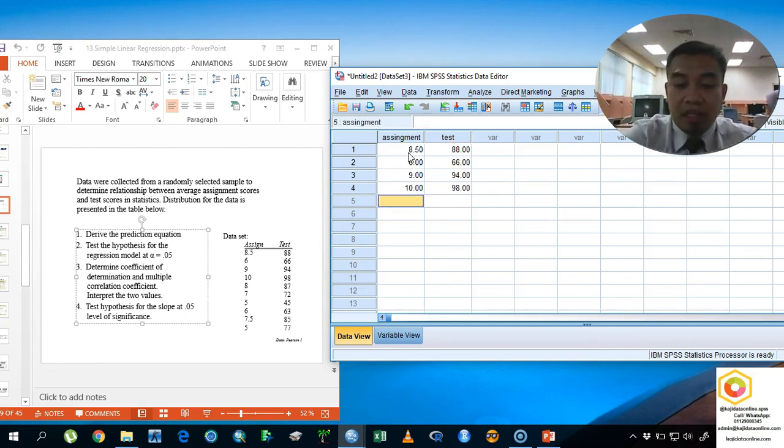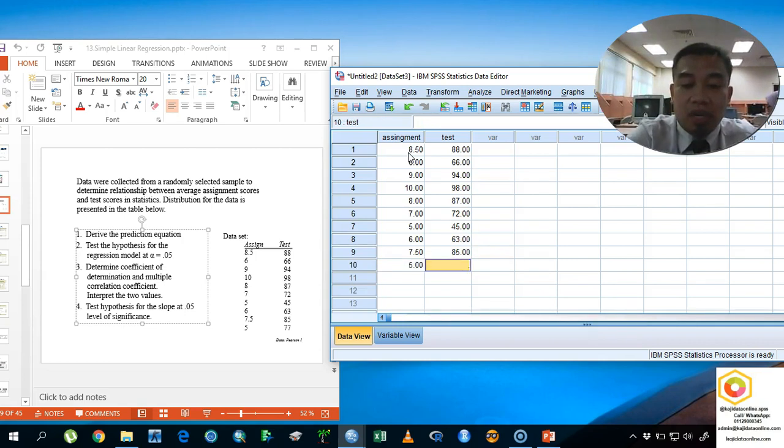The next one is 8 and then 87. And then the next one is 7 and then 72. The next one is 5, 45. The next one is 6 and then 63. The next one is 7.5 and then 85, and then last but not least is 5 and 77.